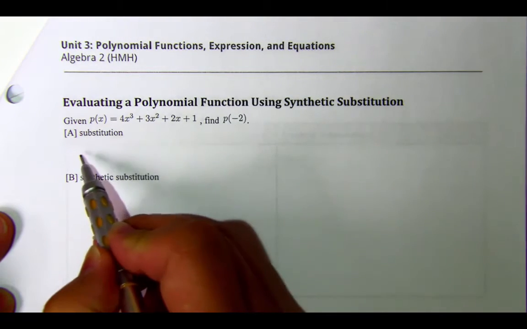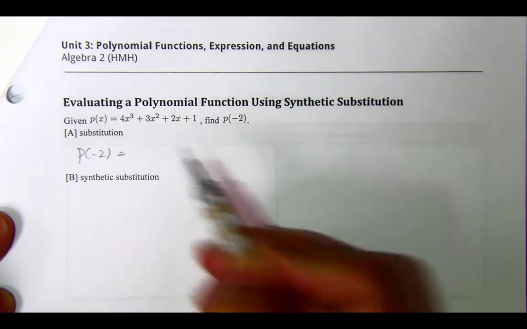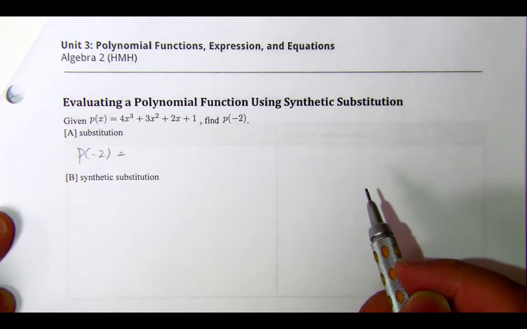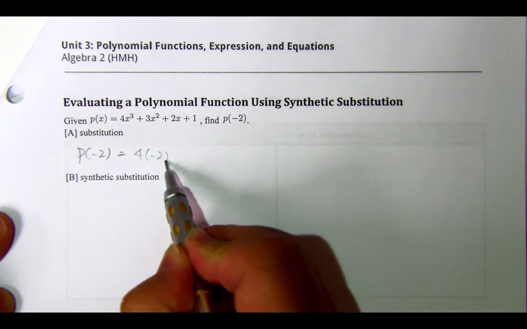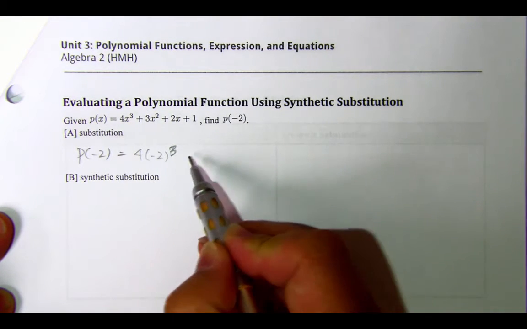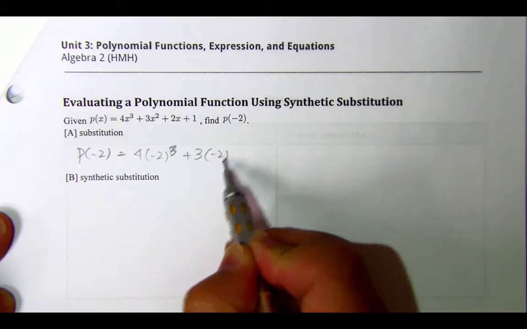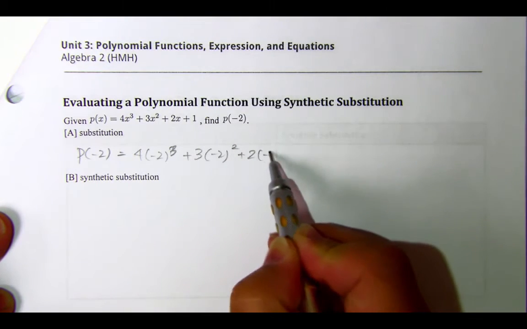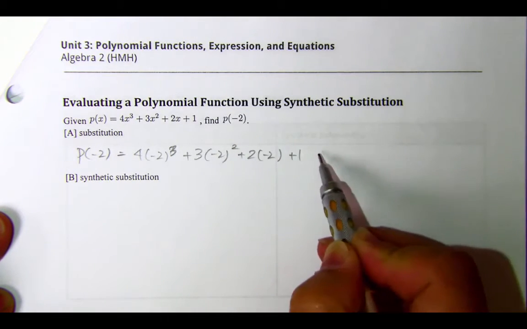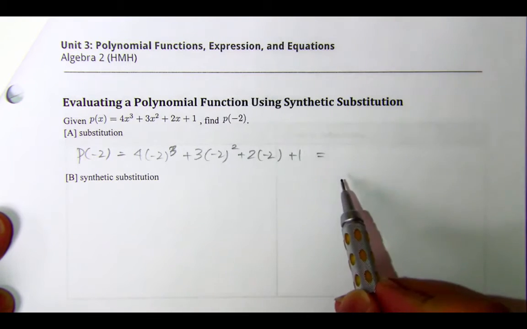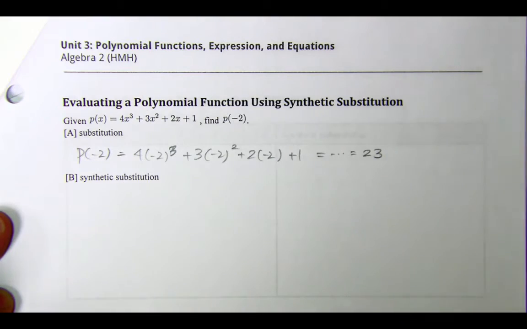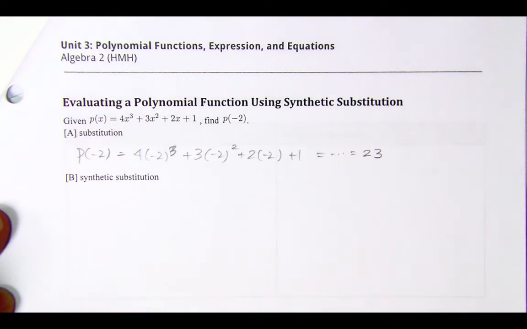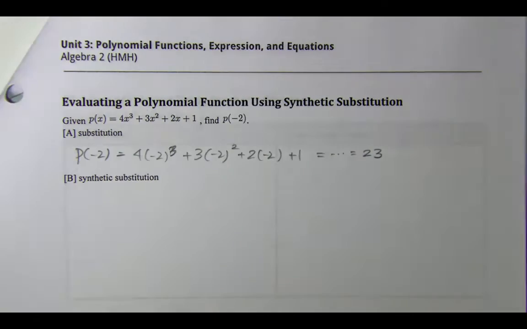So to find p of -2, I plug in the value. You get 4(-2)^3 plus 3(-2)^2 plus 2(-2) plus 1. And if you work through the calculation, that should come out to 23. Okay. Having seen that, let's go through the synthetic substitution.